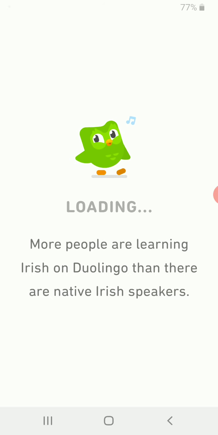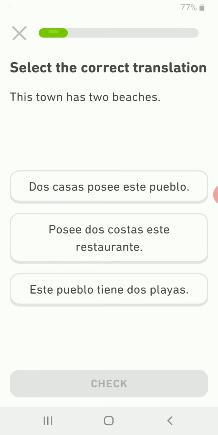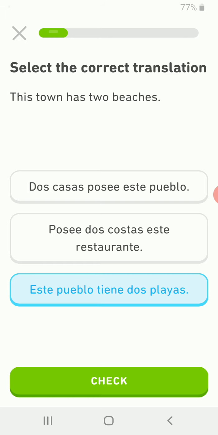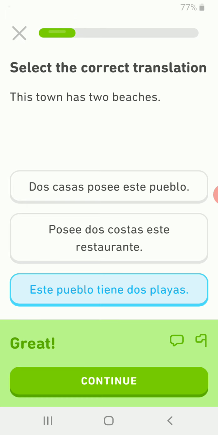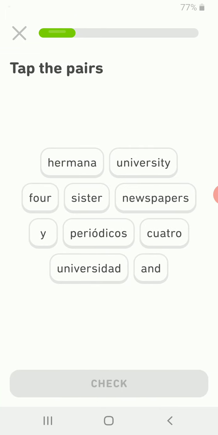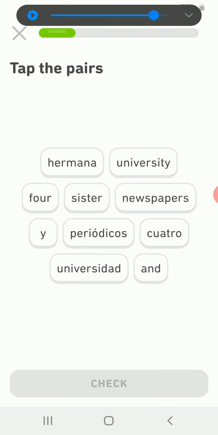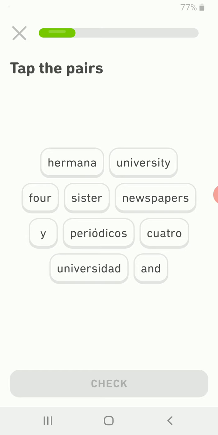So now that we know this grammar rule, I select the correct translation. This town has two beaches. So este pueblo tiene dos playas. So this is a new word. Beach is playa. I'm sure that you've heard this word before. So that's good. And as a reminder, the town is pueblo, el pueblo. It's a masculine noun. But if you want to talk about a city, it's una ciudad.